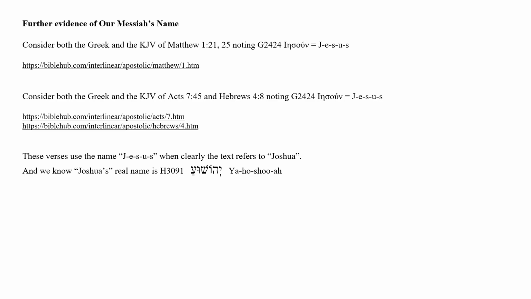Consider both the Greek and the King James Version of Matthew 1:21 and 25, noting G2424 equals JESUS. Consider both the Greek and the King James Version of Acts 7:45 and Hebrews 4:8, noting G2424 equals JESUS. These verses use the name JESUS where clearly the text refers to Joshua, and we know Joshua's real name is Yahushua.